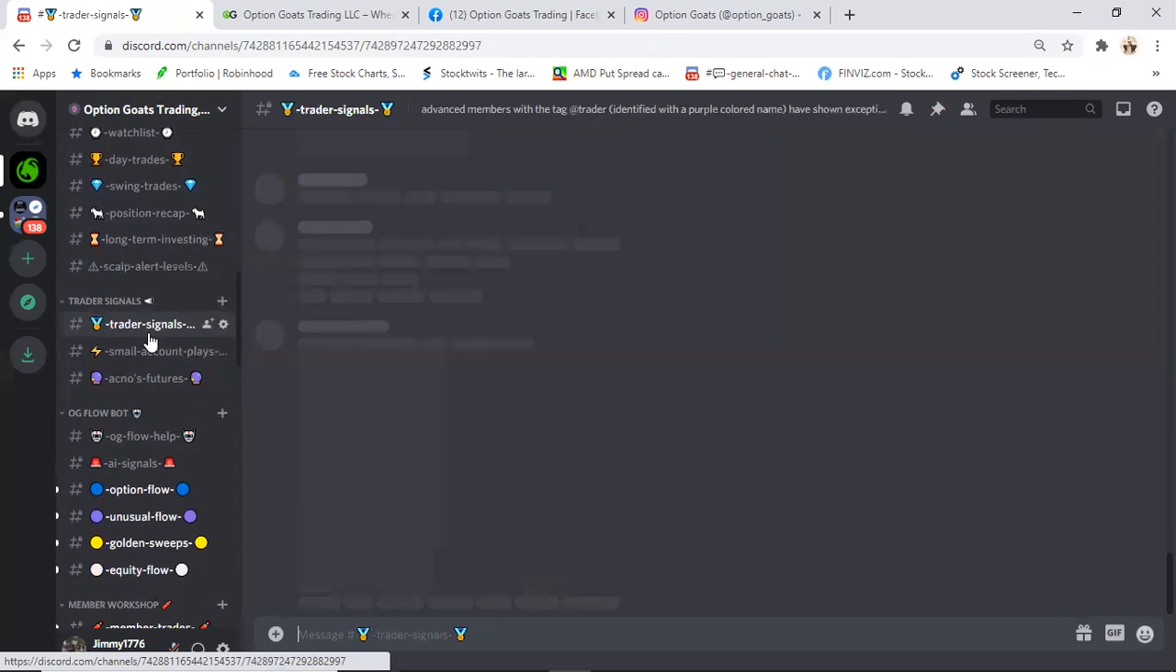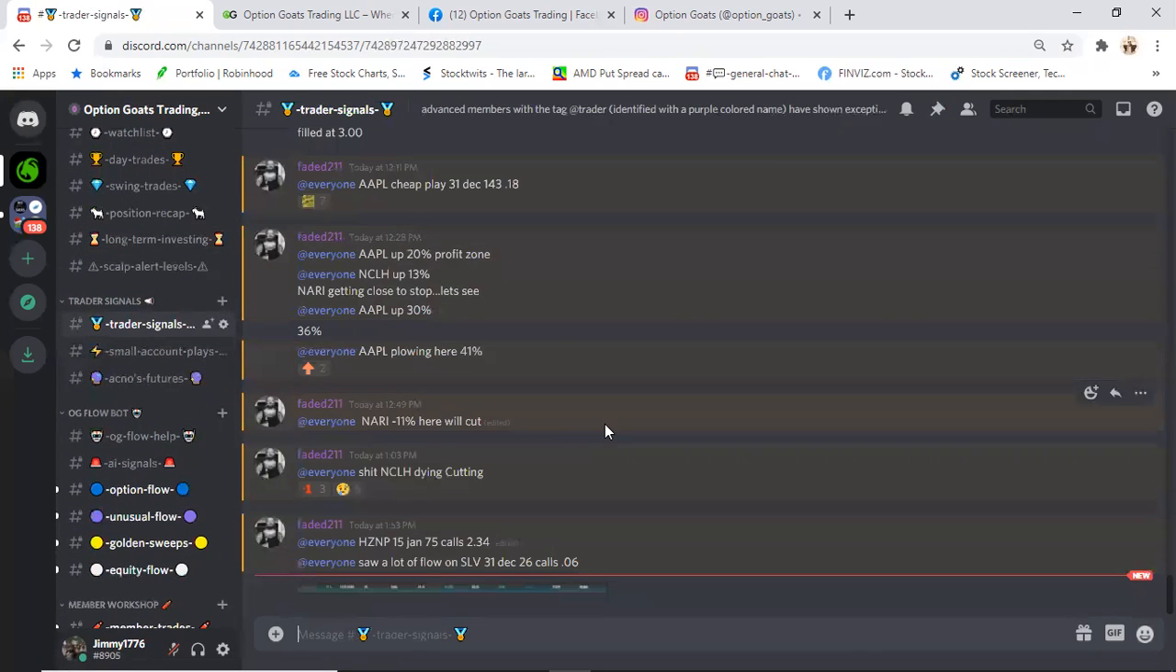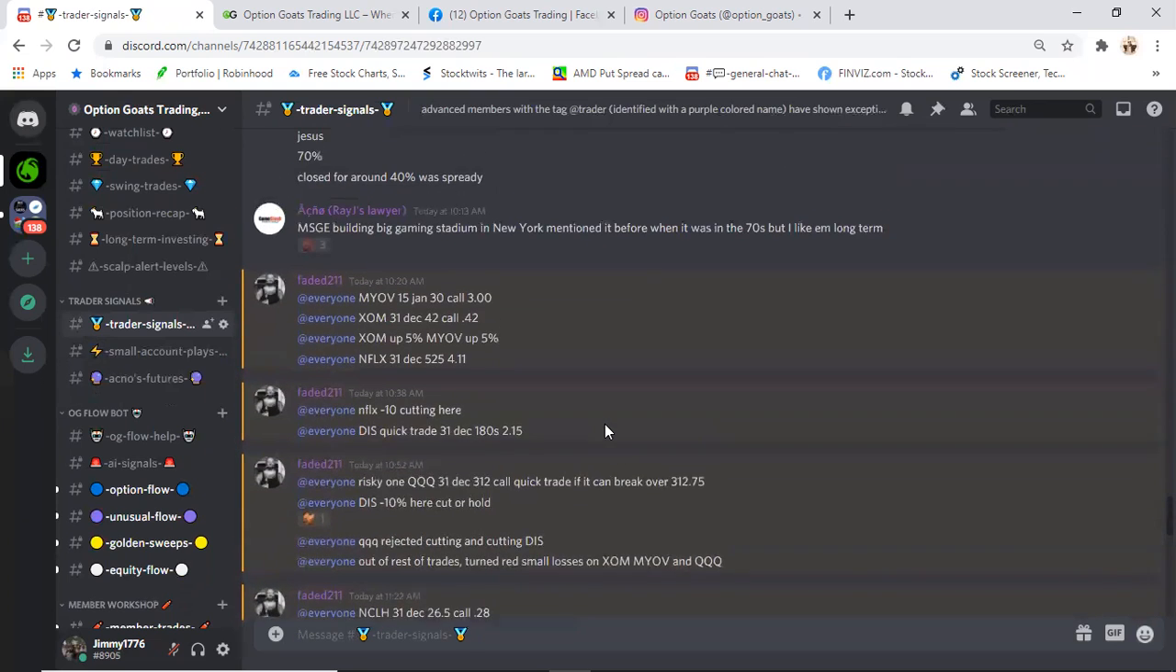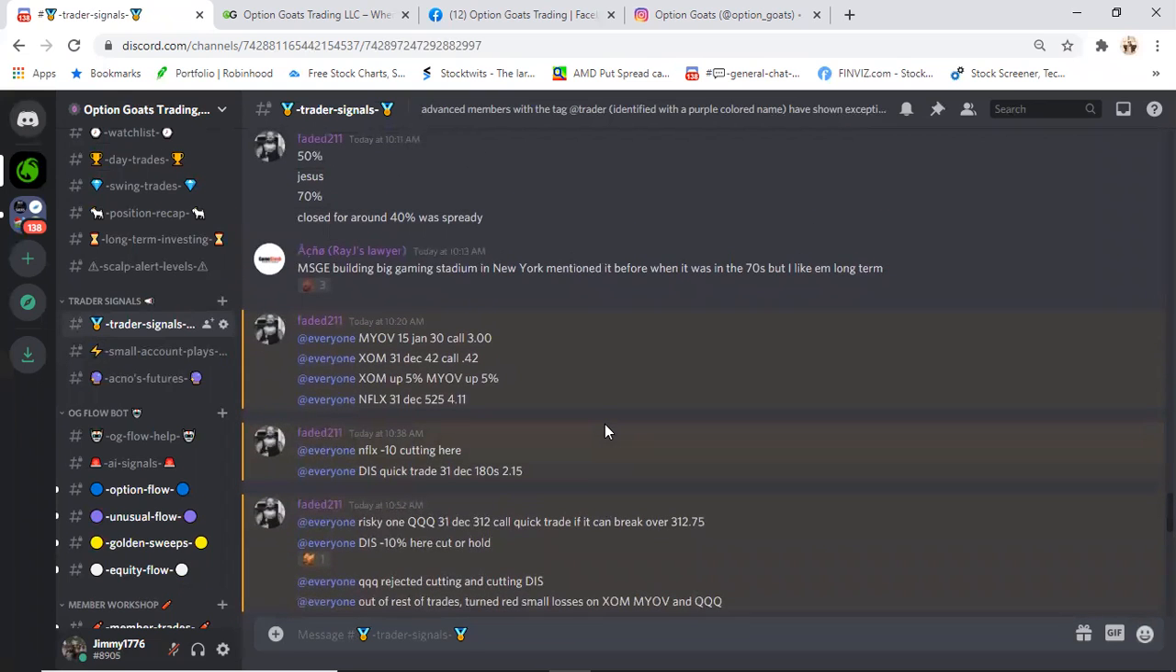Trader signals. This is where all the traders will post their own signals. These are very, very high volume trades. There are a lot of trades that go into it, and sometimes they will roll them into the next day. Sometimes they'll hold them for a day trade if the profit is there, right? So just keep that in mind.